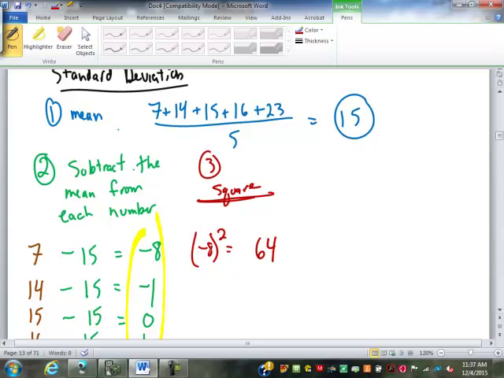Notice I put parentheses around it here. When you enter it in your calculator, you should put parentheses around the negative 8 and then the squared outside the parentheses to make sure it's correct. Or just remember it's always going to be positive, and I don't even bother putting in the negative when I square it. I just know it's going to be positive anyway.